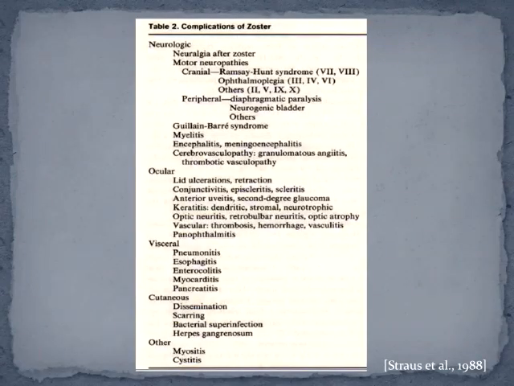And so these are the complications of zoster. So at the top, these are the neurologic complications. So multiple different possible symptoms, depending on where the zoster is affecting the nervous system, including cranial neuropathies, Guillain-Barré syndrome, myelitis, et cetera, as well as complications in other systems.